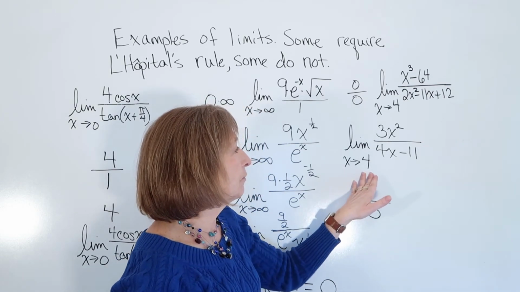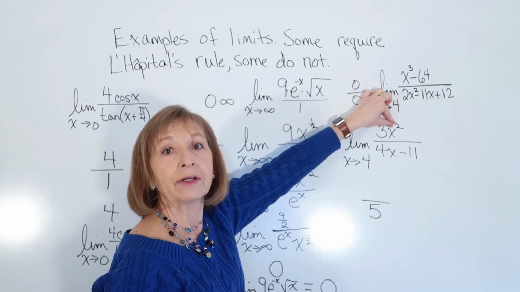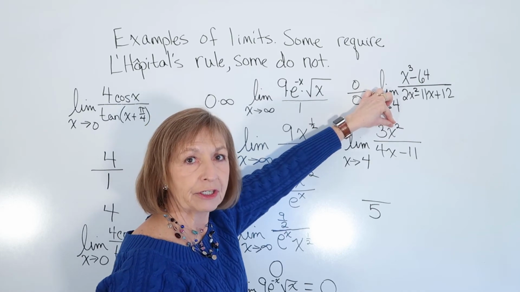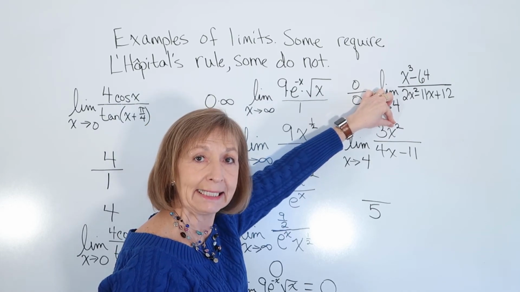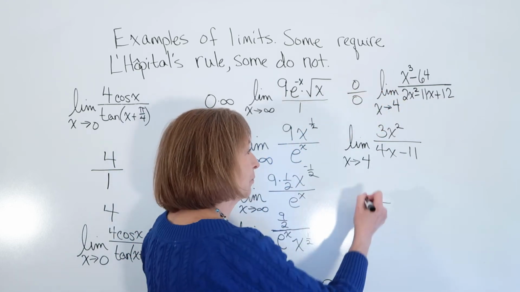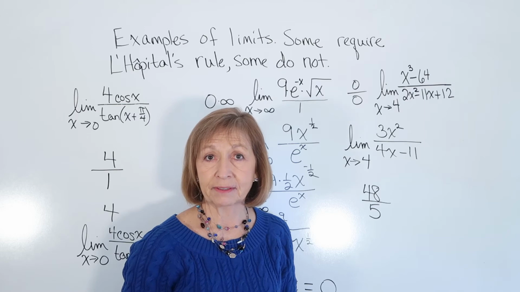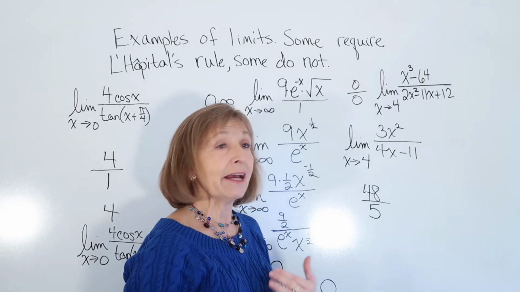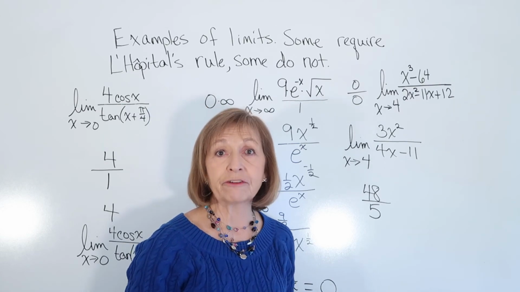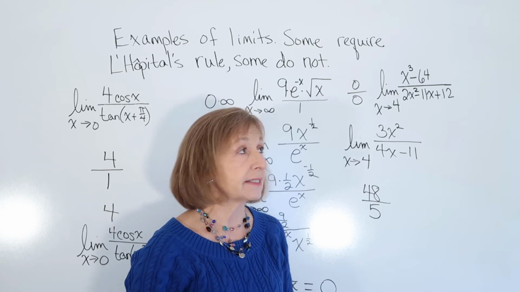Now as x approaches 4 in the numerator, 4 squared, again, remember your order of operations. 4 squared is 16, and 16 times 3 is 48. So I have 48/5. Now you may have remembered this type of question from earlier work with limits.